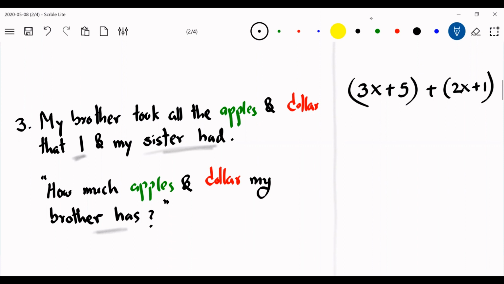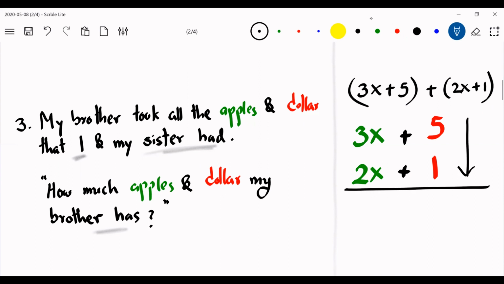So for this one, let me rewrite the same thing in a different order, so it is quite simple and easy to understand. 3x are the apples that I had, 2x are the apples my sister had, 5 is the dollars I had, and 1 is the dollars she had. And all we need to do is add them together.